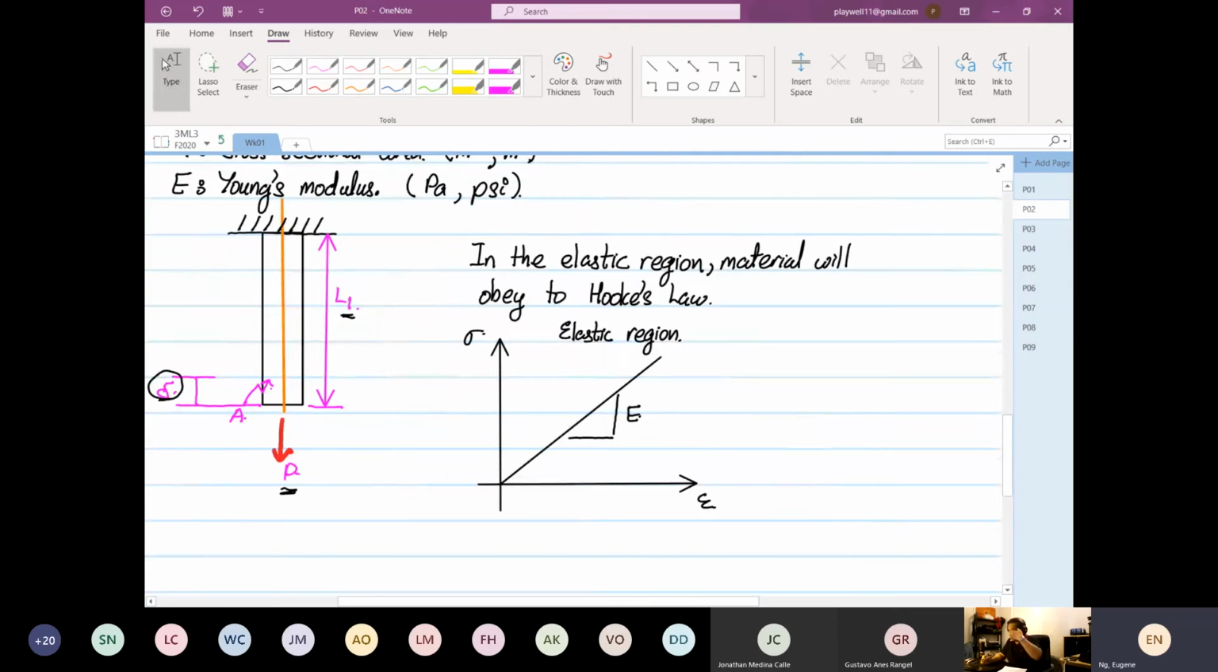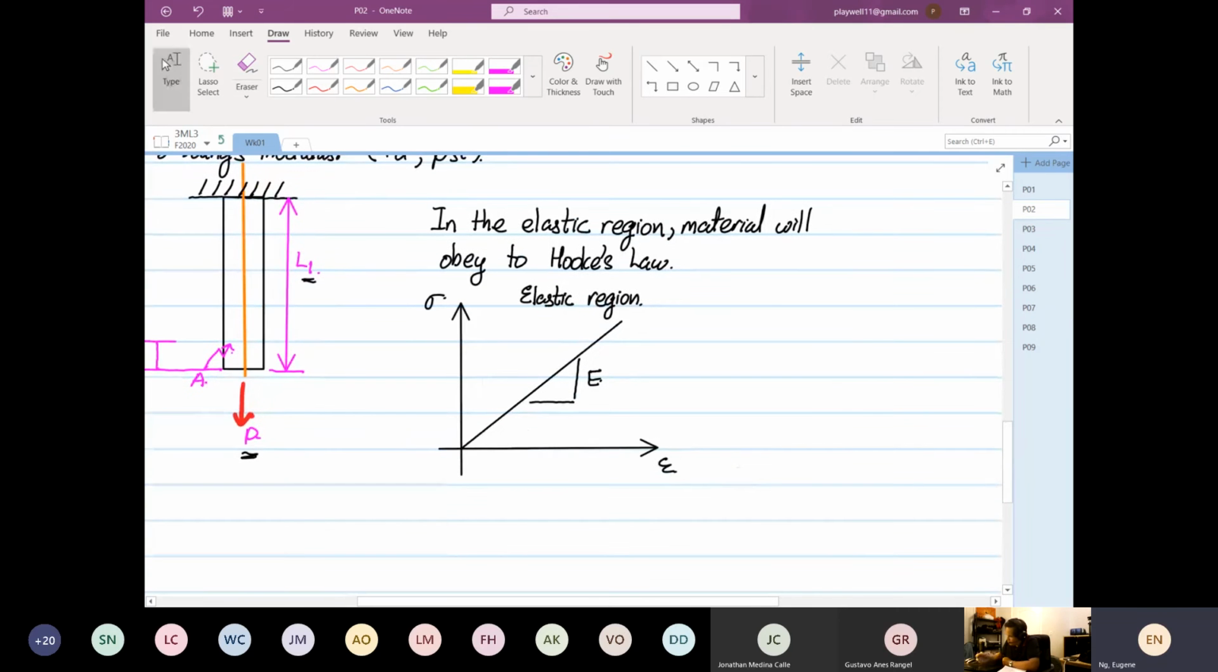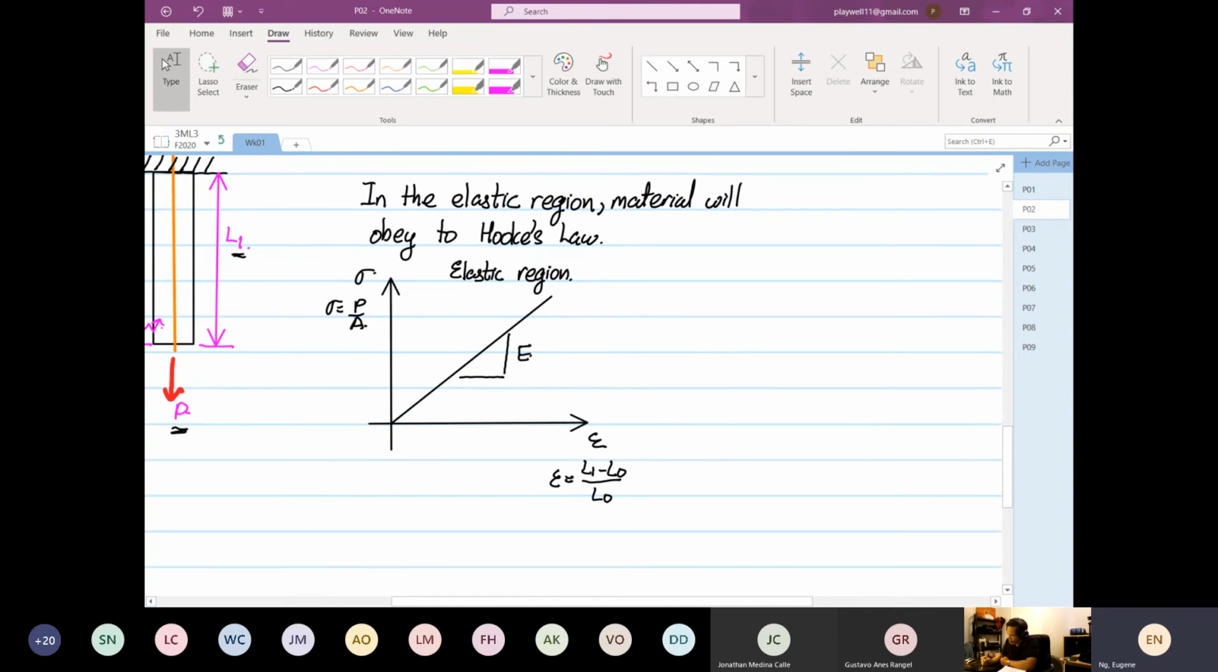Then from here, we look at our stress strain curve now. We know that strain over here is equal to L1 minus L0 divided by L0. The stress over here is equal to P over A. So this expression, epsilon equal to L1 minus L0 divided by L0, is also equal to deflection divided by L0.